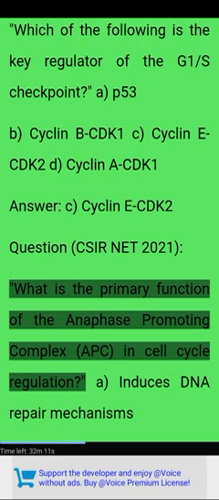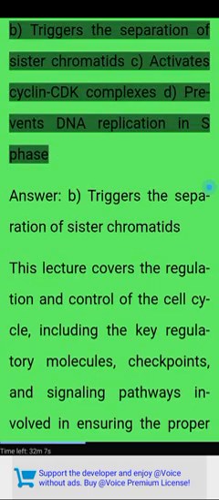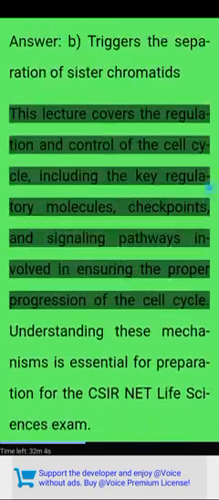What is the primary function of the anaphase promoting complex, APC, in cell cycle regulation? A. Induces DNA repair mechanisms. B. Triggers the separation of sister chromatids. C. Activates cyclin CDK complexes. D. Prevents DNA replication in S phase. Answer: B. Triggers the separation of sister chromatids.